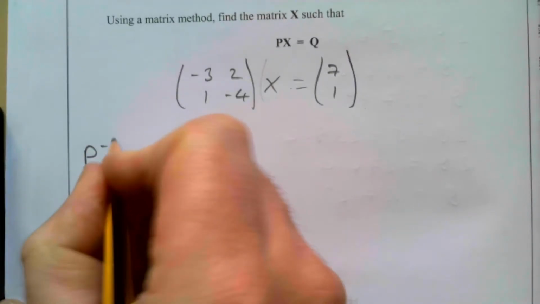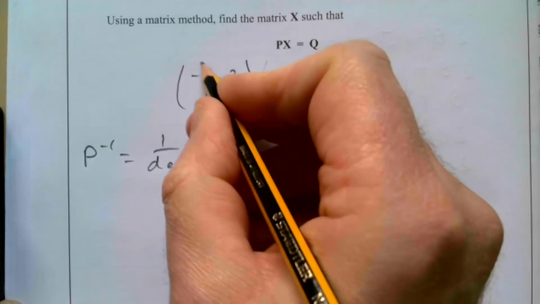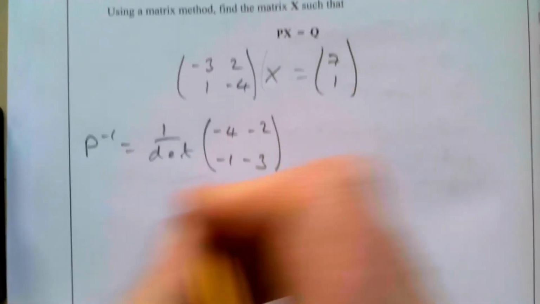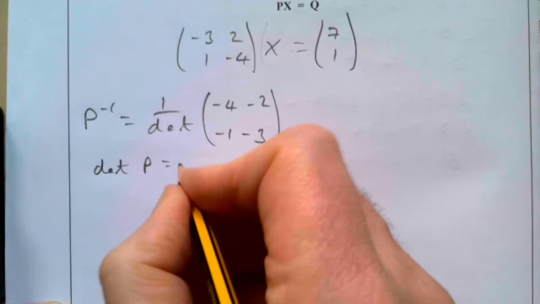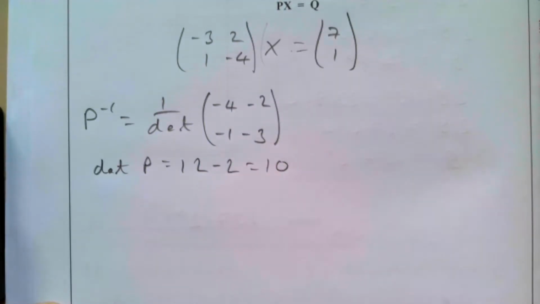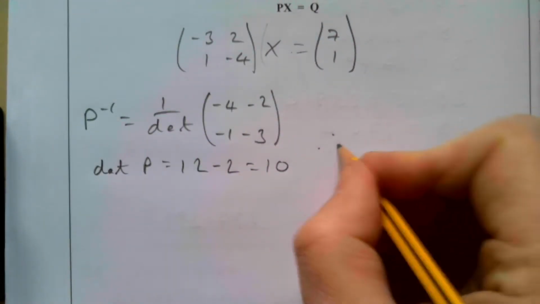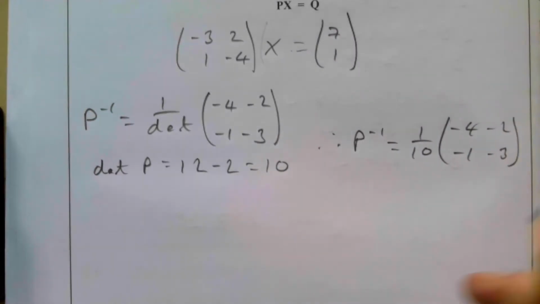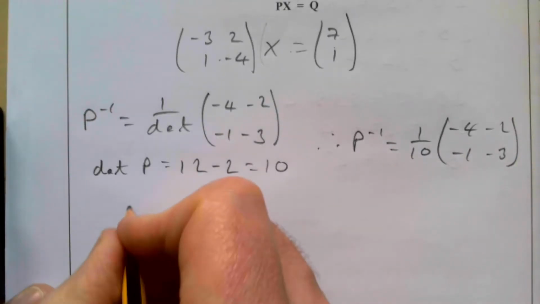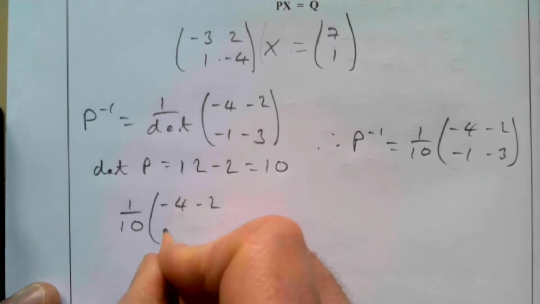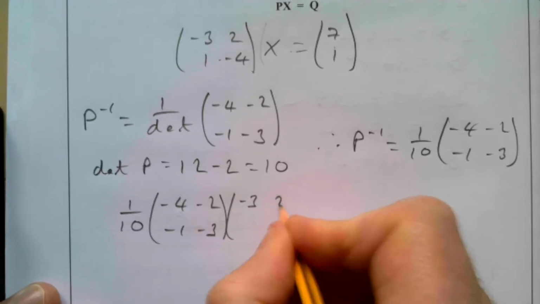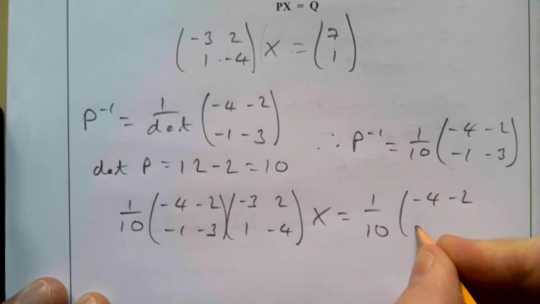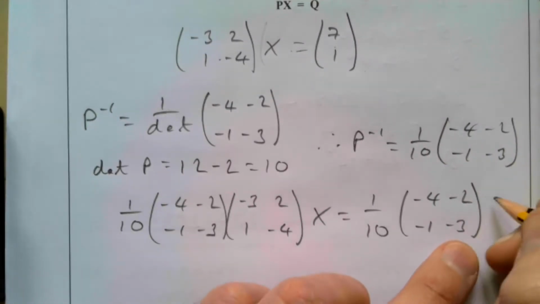So the inverse of P is going to be 1 over the determinant upon change these two around, change the signs of these two. My determinant of P is AD, which is 12, take away 2, and that gives me 10. I'm now going to multiply through both sides, so therefore P to the minus 1 is 1 over 10 of minus 4, minus 2, minus 1, minus 3. So I'm going to multiply both sides of this equation by this. So it's going to be a 10th of minus 4, minus 2, minus 1, minus 3 times minus 3, 2, 1, minus 4 X is a 10th of minus 4, minus 2, minus 1, minus 3, just about fit it in here, times 7, 1.